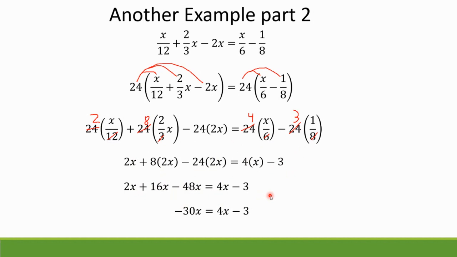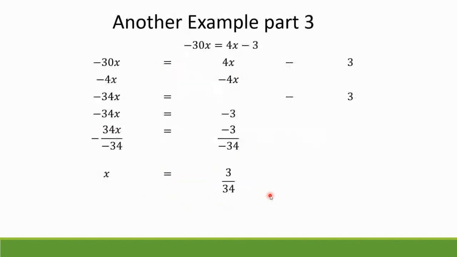And then it's just like before. We want to get x all alone. So we subtract 4x from both sides, right? Because we want x all alone. So we get the x out of here by subtracting 4x. We get minus 34x equals minus 3.